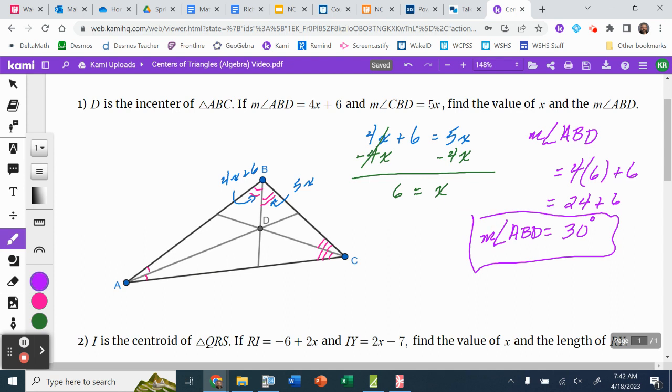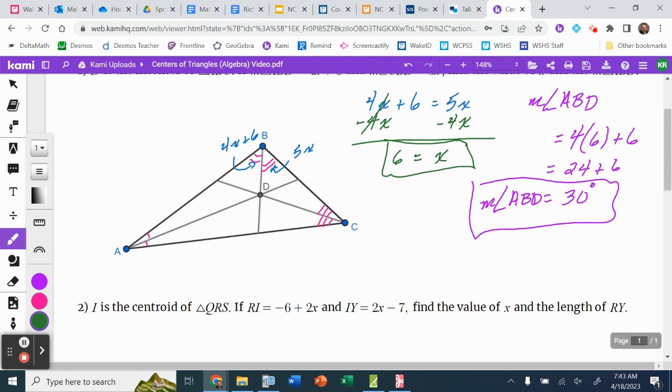So again, if for some reason you have angles given, or if you have side lengths given that you know are congruent, set the measurements equal to one another, solve for x, and then use x to substitute into what they ask you to find.